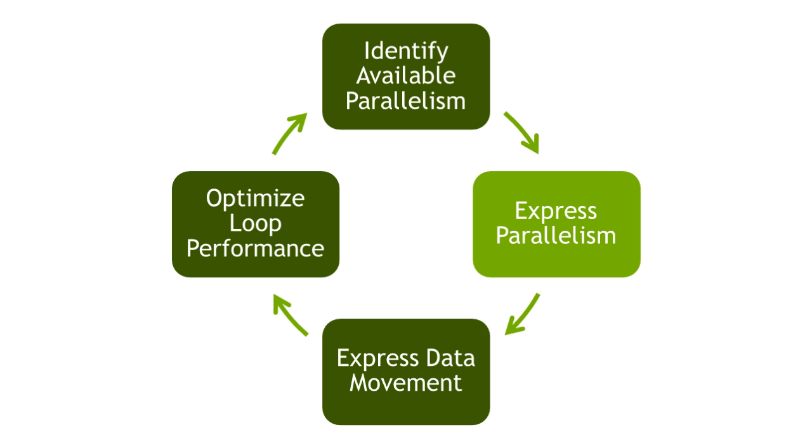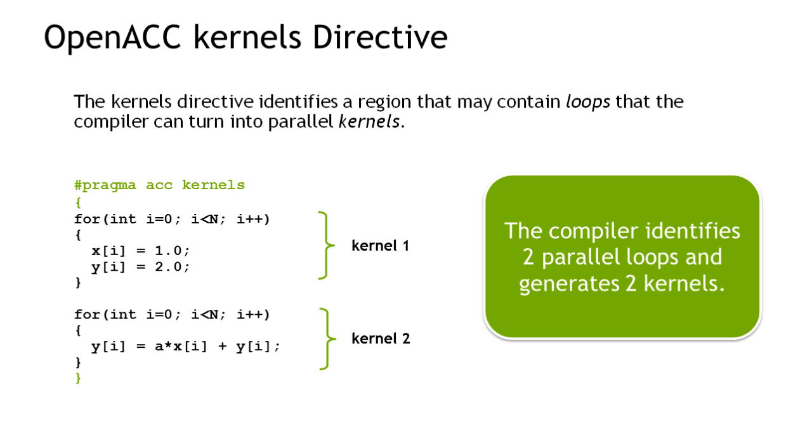So now that I have identified where there's parallelism in my code, I need to express that to the compiler. And to do that, I'm going to use an OpenACC directive. In this case, I'm going to use the kernels directive. Now, the kernels directive identifies a region of the code where I want the compiler to analyze and find parallelism for me. So up at the top, I say this identifies a region that has loops that I believe the compiler can turn into kernels.